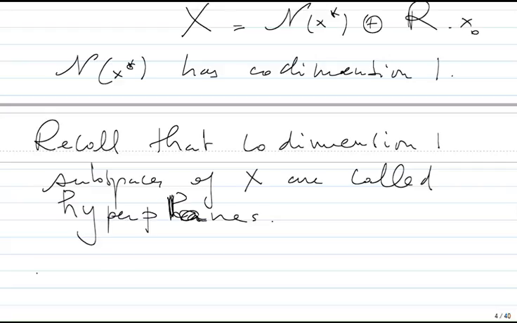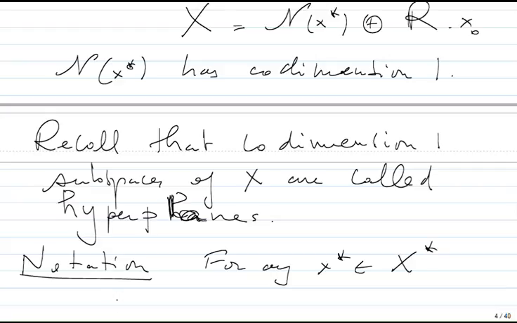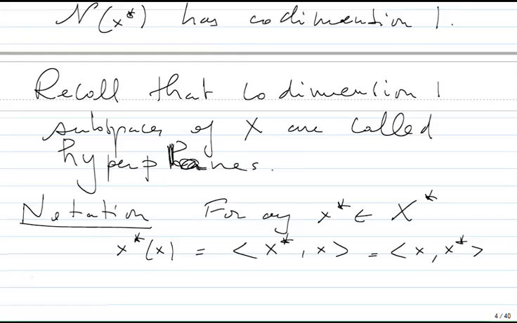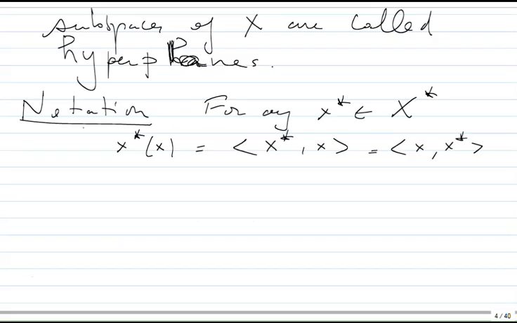Okay, one more notation that I may use or may not use. For any x star in X star, x star of x, we will use the notation angle brackets x star, x. Okay, it's just notation, and of course this notation was inspired from the Hilbert spaces, so we borrowed it from the Hilbert spaces.